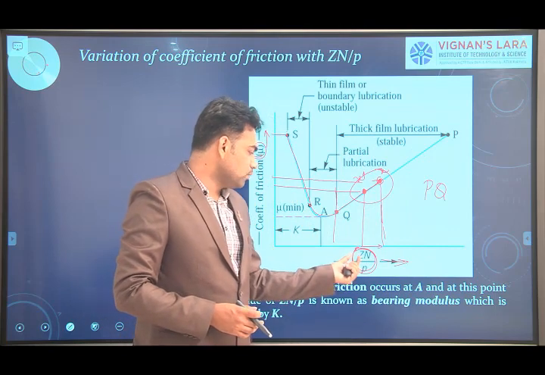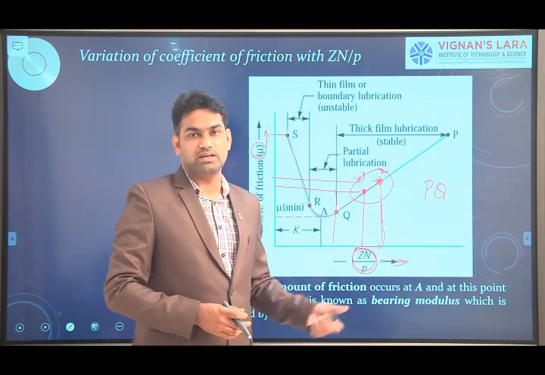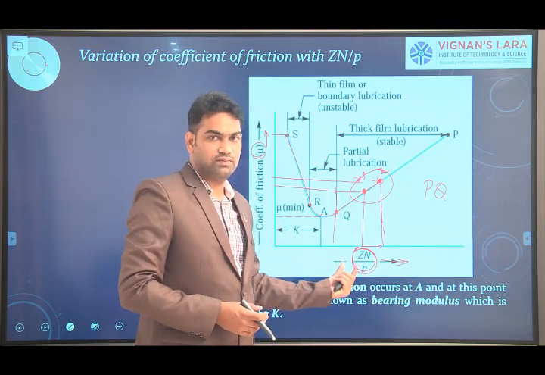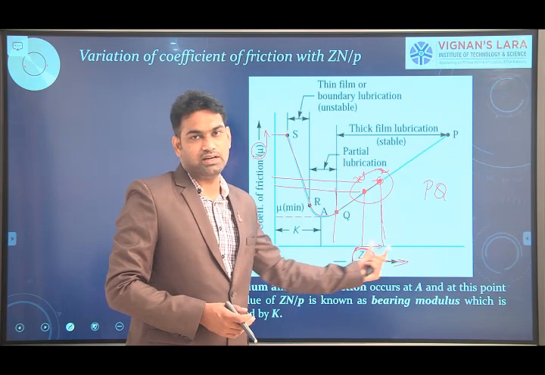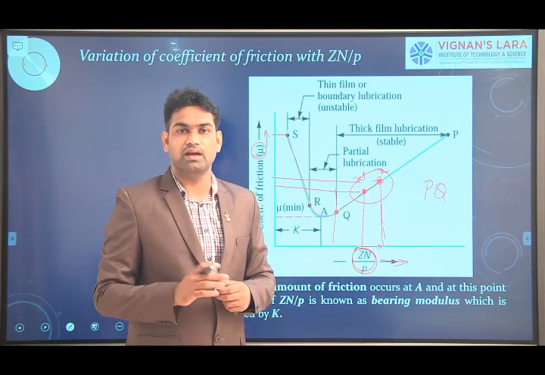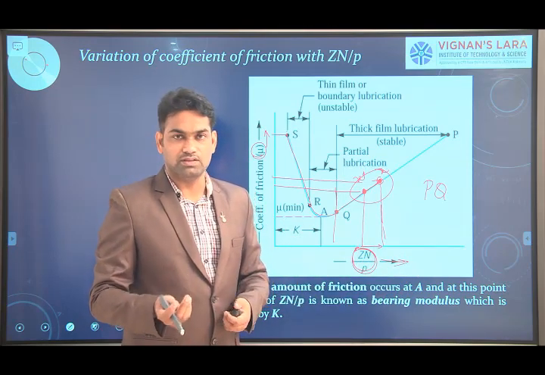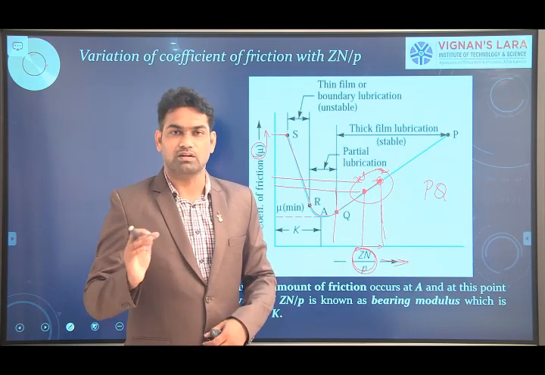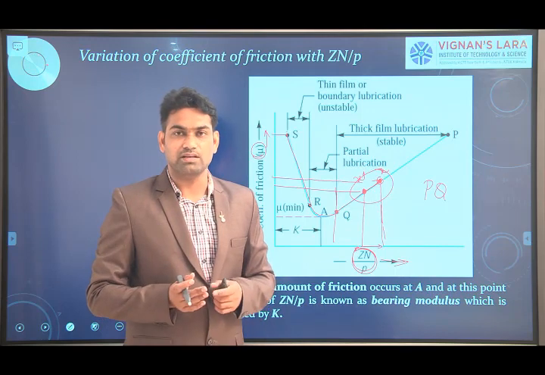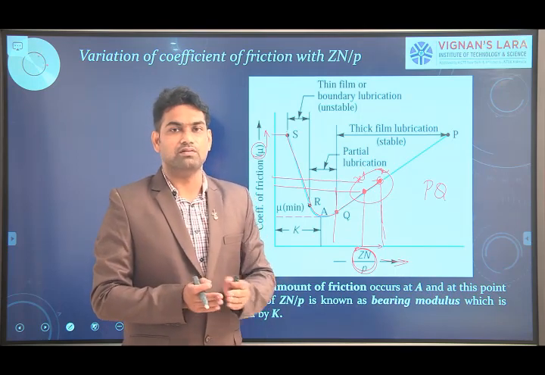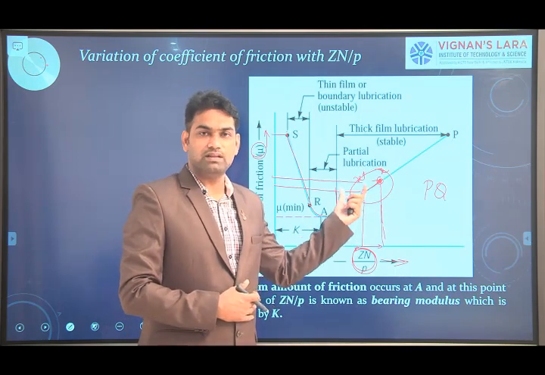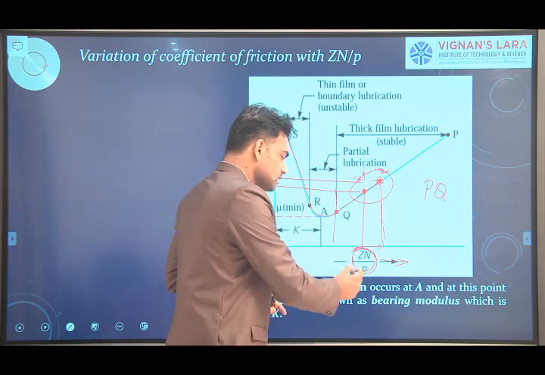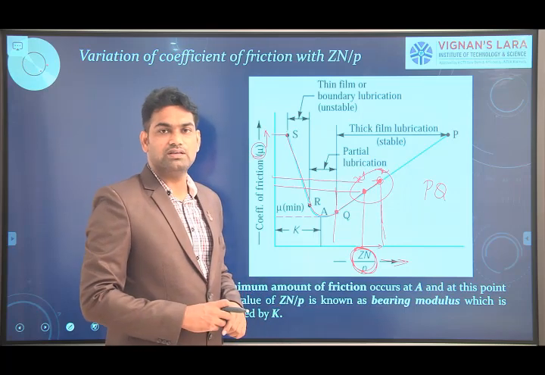Temperature is not the only factor that affects ZN by P. If the speed increases, the value of ZN by P increases. If the pressure decreases, ZN by P increases. Any of the values of Z, that is the absolute viscosity of the lubricant, or the speed of the journal, or the operating pressure of the bearing, may vary, and that affects the ZN by P value, which decides whether the bearing is operating in thick film or thin film. Clear? So this is what we call the bearing characteristic number, which is very important.